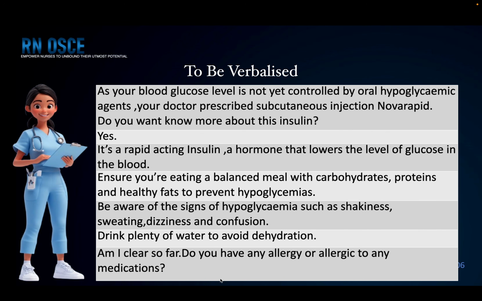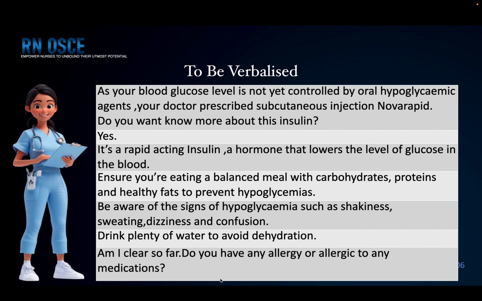As your blood glucose level is not yet controlled by oral hypoglycemic agents, your doctor prescribed a subcutaneous injection, Nova Rapid stat 5 International Units. Do you want to know more about this insulin?